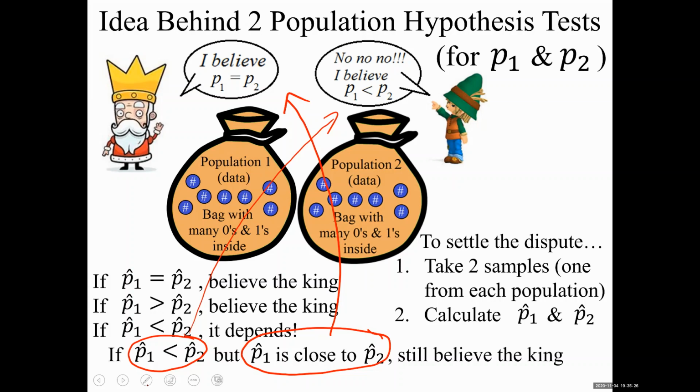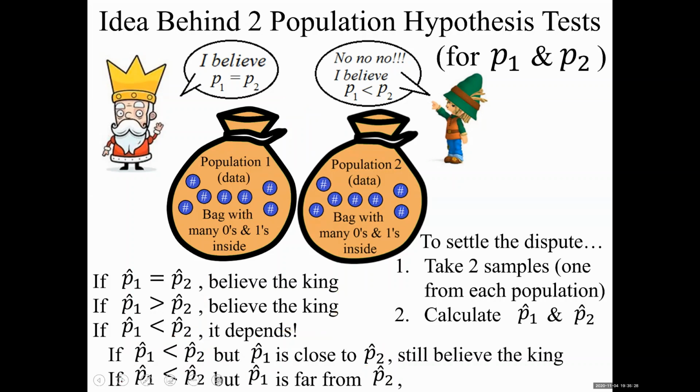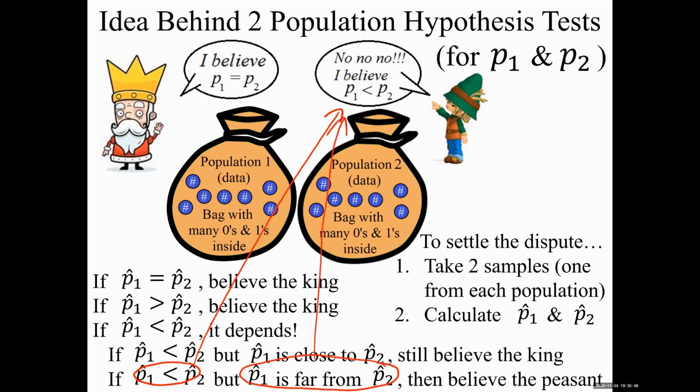Okay, but in this situation, if P1 hat is less than P2 hat and P1 hat is far from P2 hat, then that's overwhelming evidence in favor of the peasant, and we're going to believe the peasant. Again, what's happening here is we have a less than. That points to the peasant because the peasant is saying less than, and they're also far from each other. If the king was right, they should be close to each other. So if they're far from each other, that's more evidence in favor of the peasant. Now that's overwhelming evidence in favor of the peasant, and then we believe the peasant.